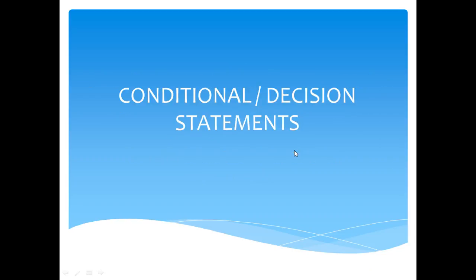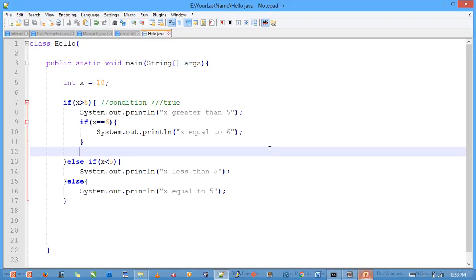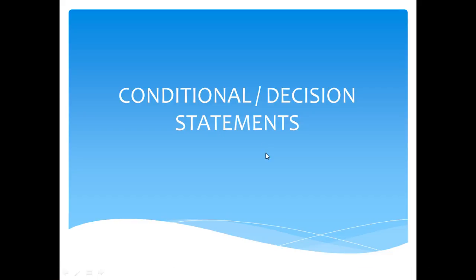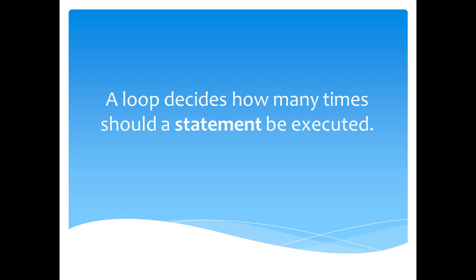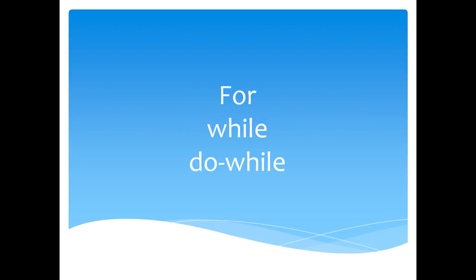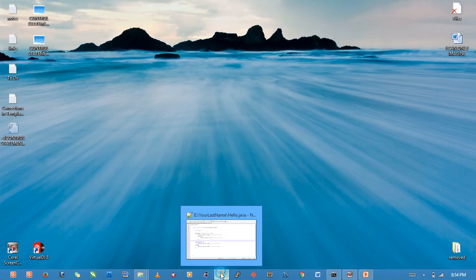Okay, so those are our conditional or decision statements. Again, it just gives us the ability to decide which statements to execute. Another type of control statement is our looping or repetition statement. We have here a definition: a loop decides how many times a statement should be executed. We have here 3 types: the for, the while, and the do while statement. So let's give it a try here.